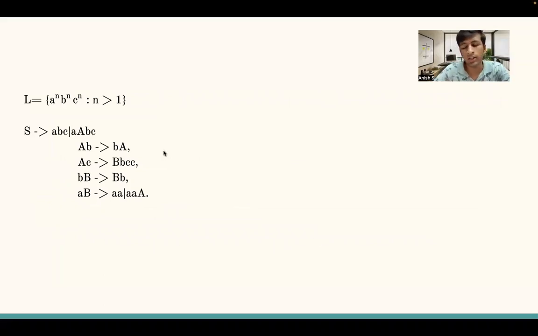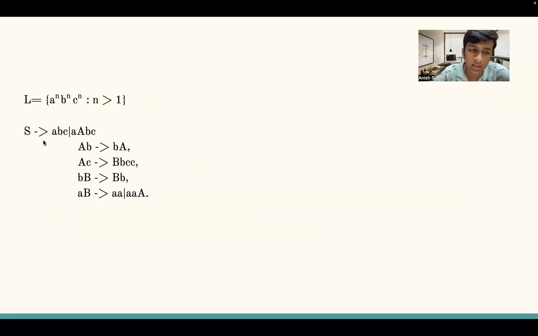Before taking an example, let me define what a context-sensitive language is. A context-sensitive language is a language which can be derived from a context-sensitive grammar, which, as defined before, is the tuple with the two rules. Let us look at this example where we want a language with a^n b^n c^n, where n is greater than or equal to 1. The possible strings for this are ABC, AABBCC, AAABBBCCC, and so on.